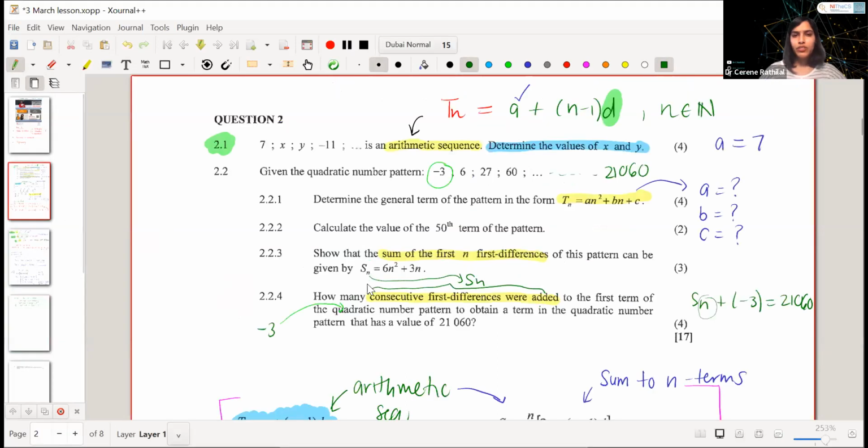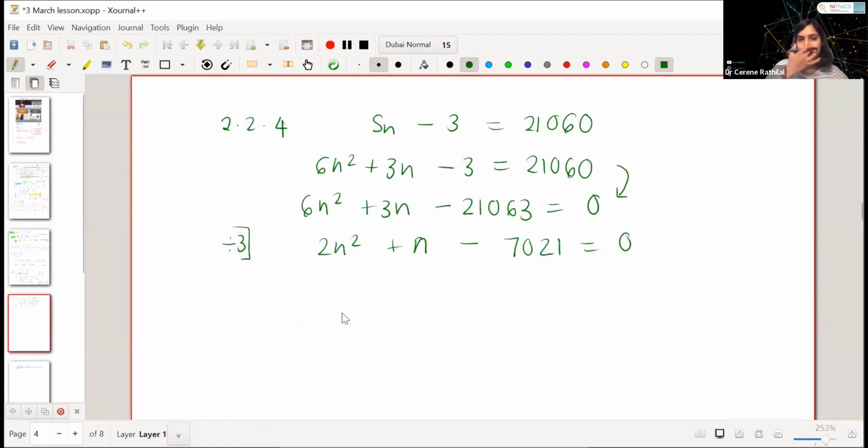Here is our question. How many consecutive first differences were added to the first term of -3 to obtain a term in the quadratic number pattern of 21,060? And that is how we converted this word problem to solving that equation. Sn minus 3 equals 21,060. That's what we're solving. That's what we've got.